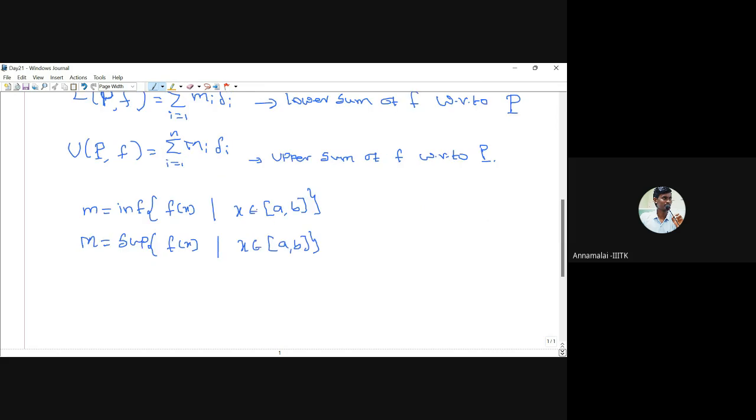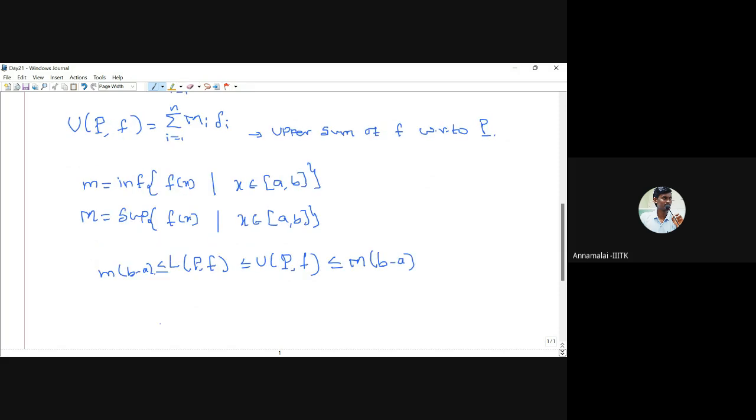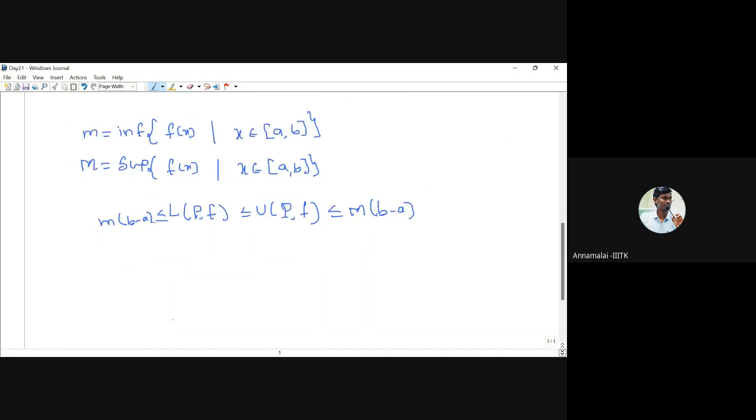Now there is a relation between this lower sum and upper sum. The lower sum is always smaller than or equal to the upper sum for any partition P, and the upper sum is less than or equal to M times (b minus a). And the lower sum is bigger than or equal to small m times (b minus a). Now, this is for a single partition. Suppose you vary the partition, you will get different lower sums and different upper sums.